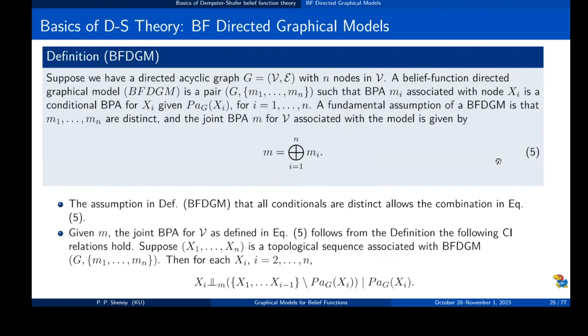So here's a definition of a belief function directed graphical model. We have a directed acyclic graph G and a model. A belief function directed graphical model is a pair of G with a set of BPAs M1 to MN such that BPA MI associated with node XI is a conditional BPA for XI given the parents of XI. A fundamental assumption of this is that these are distinct, so basically, since they're distinct, I can combine them all, and this is my joint.